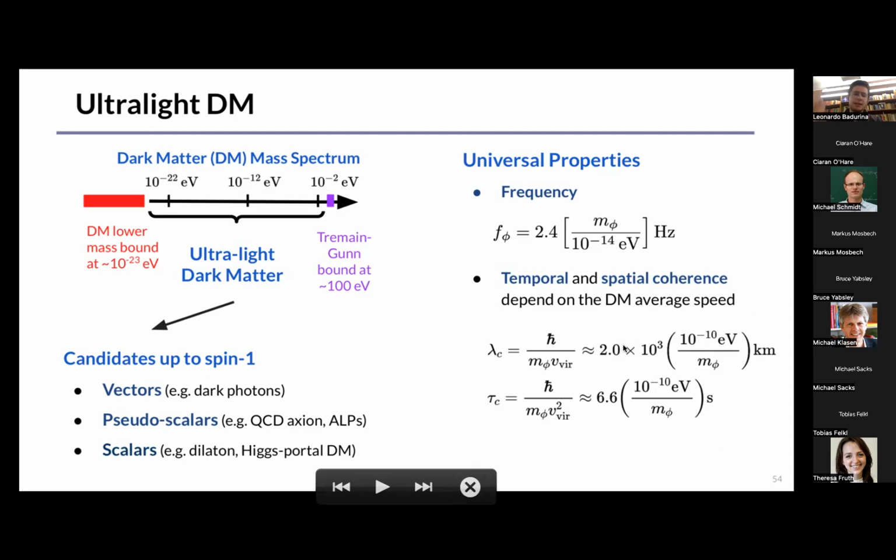Just to recap, in the case of atom interferometers or gradiometers, the largest distance you can probe with these experiments on Earth is about 1 kilometer. So in the case of, say, a candidate of 10 to the minus 10 eV, it would always be in the limit where both atom interferometers in the gradiometer are within the same spatial coherence. And finally, the amplitude scales like the square root of the local dark matter density divided by the dark matter mass.